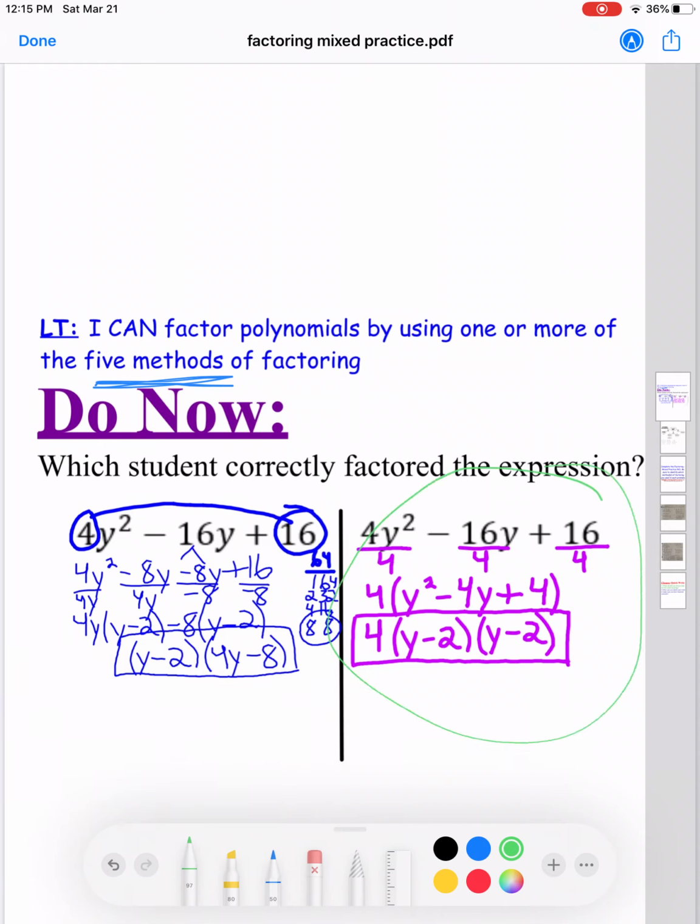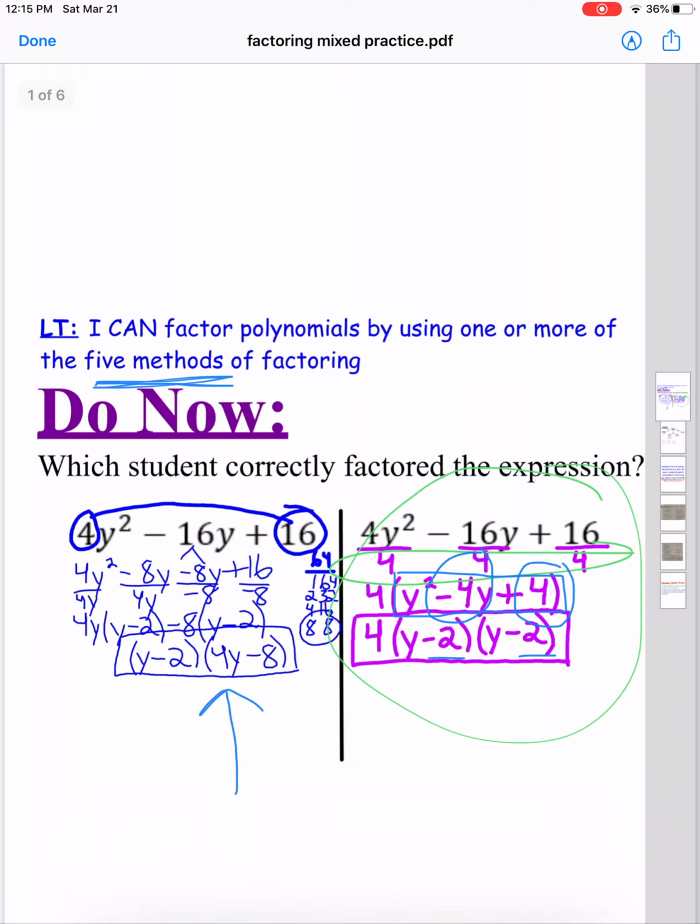If you look at this student's work, they first took out the GCF. The GCF of 4, 16, and 16 is 4. After they took out that 4, then they were left with a trinomial where a is equal to 1, where we simply ask ourselves what multiplies to c and adds to b. And those two numbers that they came up with were -2 and -2. So the final answer is 4(y - 2)(y - 2). So again, this student on the left here did factor, but they did not factor completely.